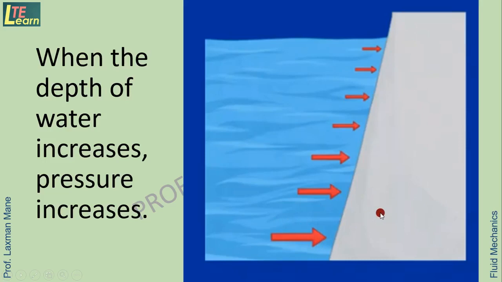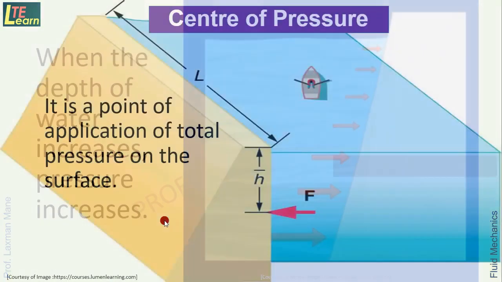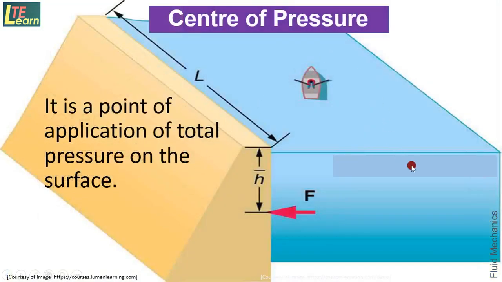So here the resultant force generated by this water that is acting at some point is called the center of pressure. So in this diagram we see it is a point of application of total pressure on the surface. For example, here in this image, this is a center of pressure shown by this arrow, which is at a depth of h bar.